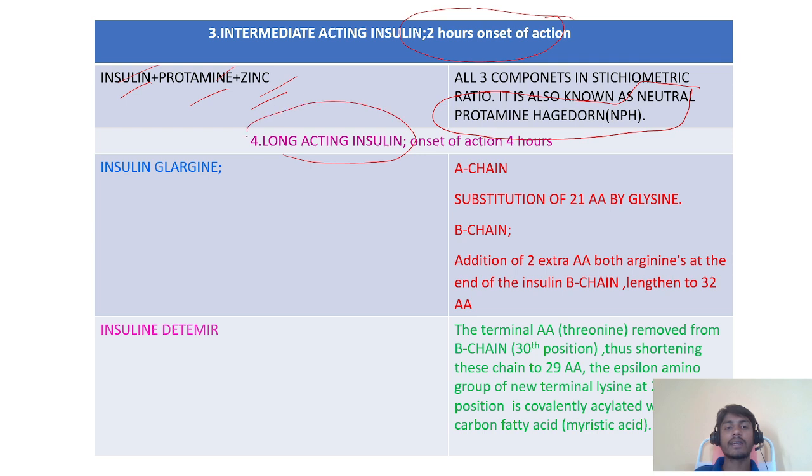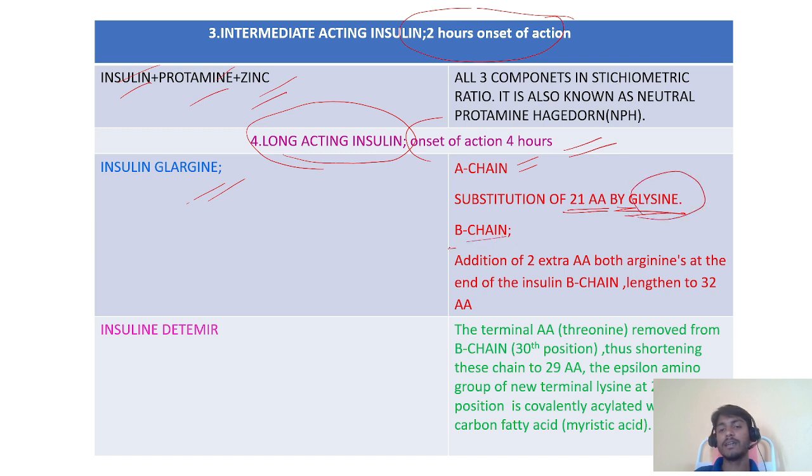Next, long acting insulin, that is onset of action is 4 hours. Insulin glargine, insulin detemir. See the A chain. See, now we are doing modification in the A chain, substitution of the 21st amino acid by glycine.